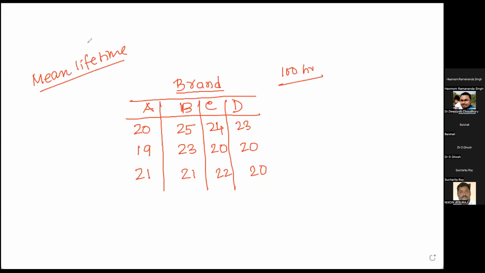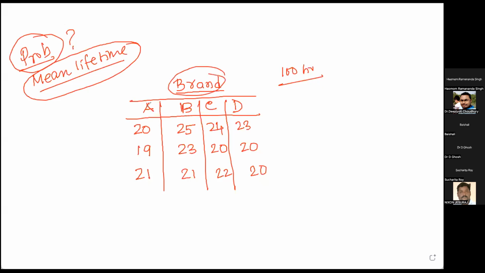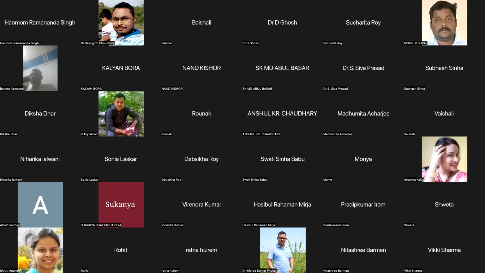Now, this is the problem. Currently, this is the main problem with us. Before starting the session, I would like to introduce the problem in front of you. These are the brands, 4 brands of the electric bulbs, and from each brand there are 3 electric bulbs, and the problem is the mean lifetime. So I would like to start the session with our example related to this, and we would like to refer to our observation here.